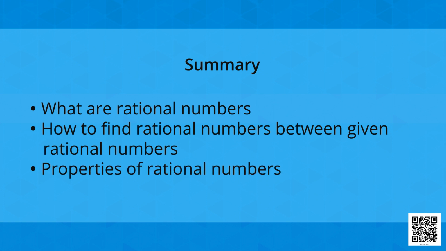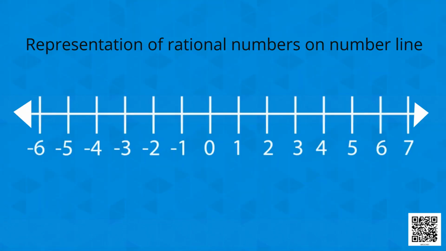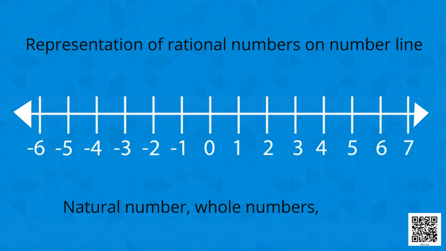So lastly, we will learn how to represent rational numbers on a number line. For this, we will draw a number line. Children, you can see that the number line has many types of numbers on it: natural numbers, whole numbers, as well as integers. But you didn't know that rational numbers are also lying on this number line. You just need to know how we can represent them.